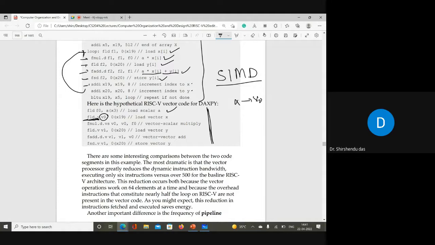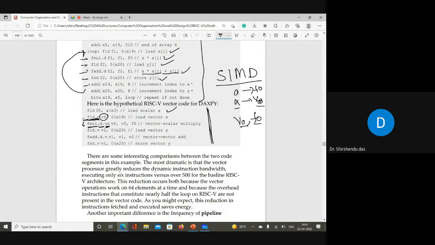Then you have given a command: vector x is already in the register v0, which is a vector register. So now perform a times x. To perform a times x, a is in f0 and x is in v0, so you can write v0, f0. So they have written here floating point multiplication dot d dot vs. Vs means one vector, one scalar: the first one is vector, the second one is scalar.